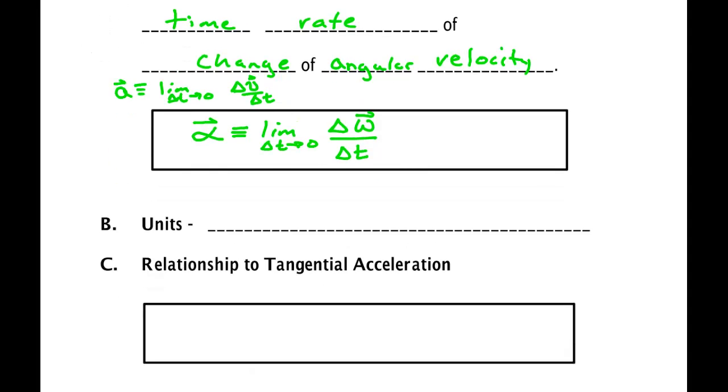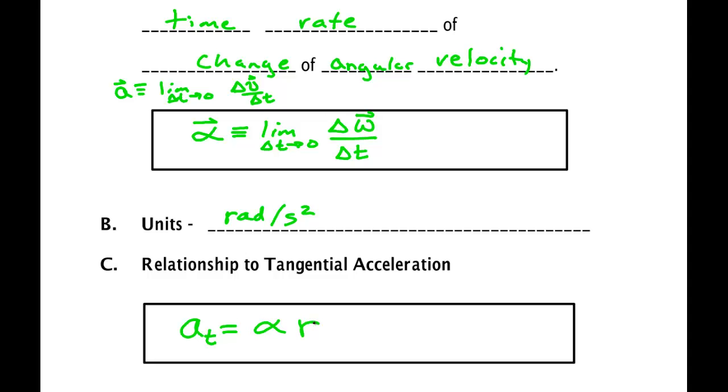The units come from here. This is in radians per second, and we divide by a second, so it's in radians per second squared. And again, the radian is unitless. It's only there to remind us we're in angle land. So it's really like 1 over second squared. As for the relationship to tangential acceleration, if you want to find the tangential acceleration of a point on the wheel, you simply take this alpha and multiply by the radius.